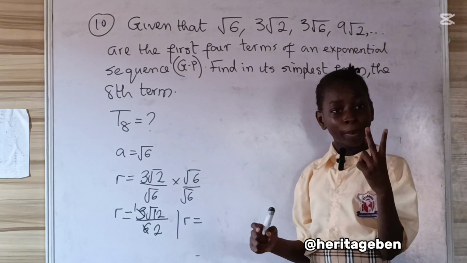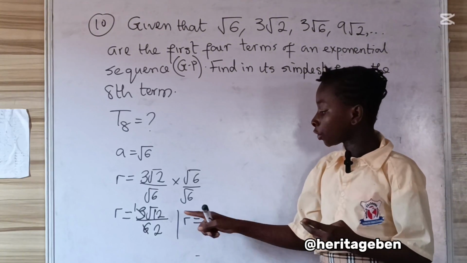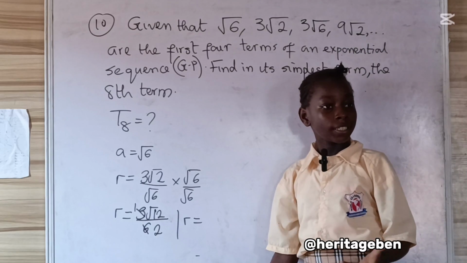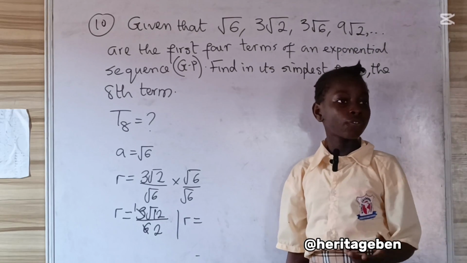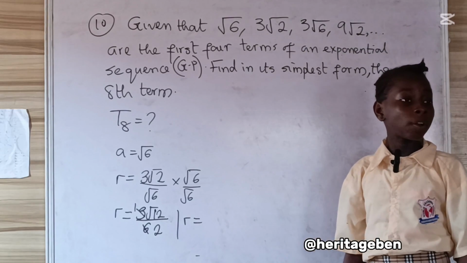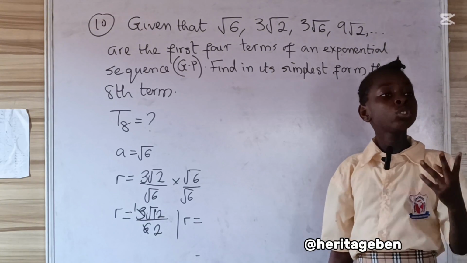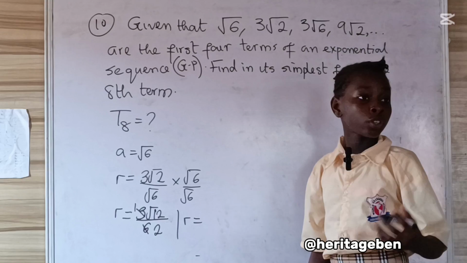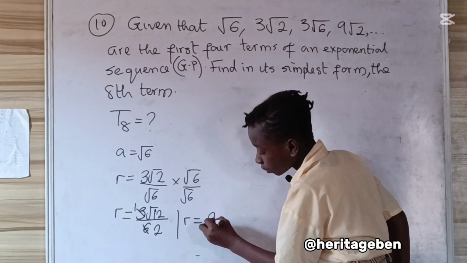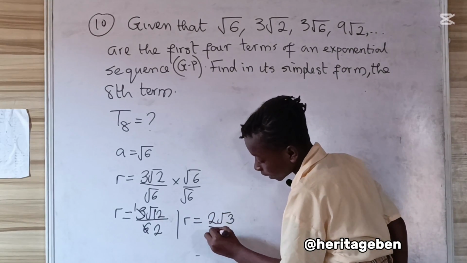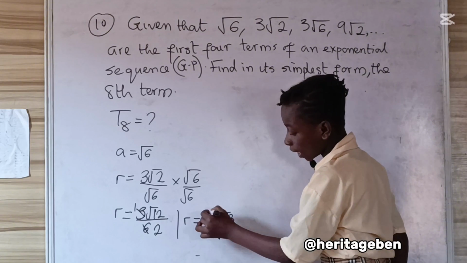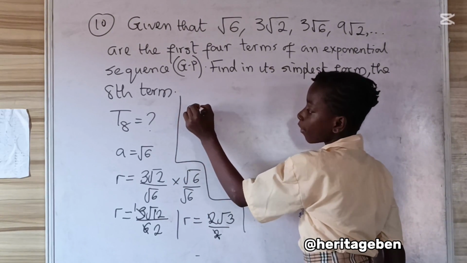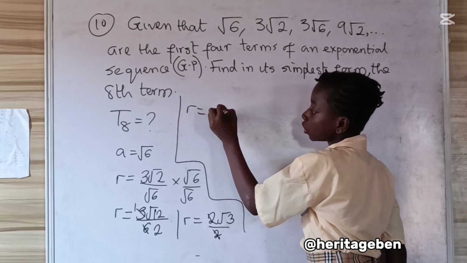We look for two numbers which, if we multiply, must give us 12, but one must be a perfect square, which are 4 times 3. 4 times 3 is 12. Now, 4 is a perfect square, right? So, root 4 is what? 2. So, 2 multiplied by root 3 will give us 2 root 3. 2 root 3 divided by 2. So, we cancel this 2 here. So, that means the common ratio is equal to root 3.